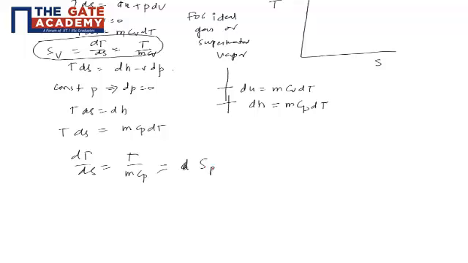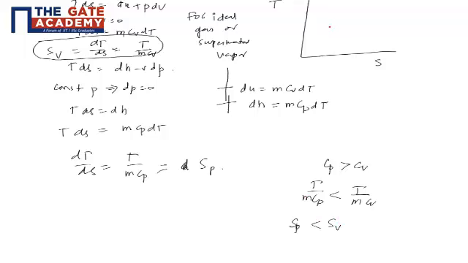So this is S_P. You know that the specific heat at constant pressure is more than Cv. So going by this, I can say that T by mCp will be less than T by mCv, because the denominator is more, the entire thing will be less. So it means that S_P, which is the slope here, is less than S_V.